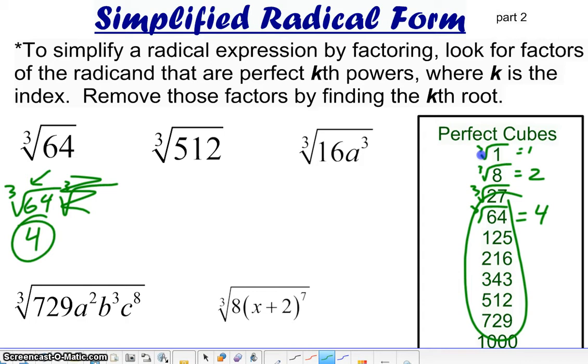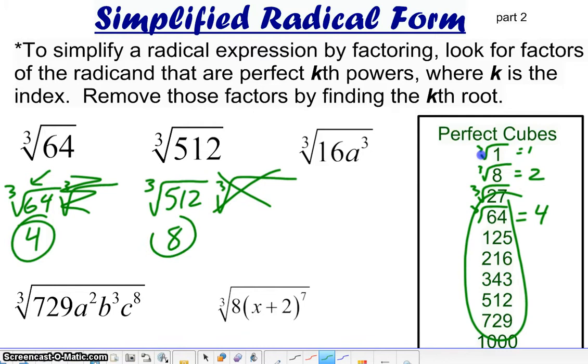But 512, that's also a perfect cube, and you can check your calculator for that. 512, nothing needed here. Cube root of 512 is 8. So that's all we're going to use there. And then for cube root of 16a cubed, a perfect cube that goes into 16 is 8. Leftover is 2. Make sure you include the index on both of them. And 3 goes into 3 nicely, so I'm going to leave all of those inside of there.